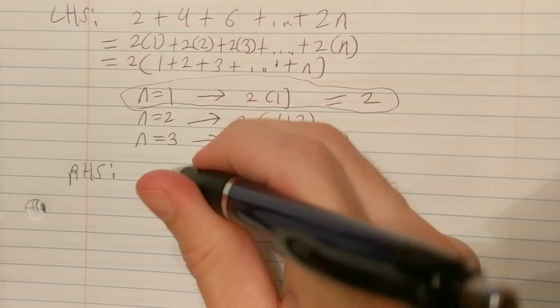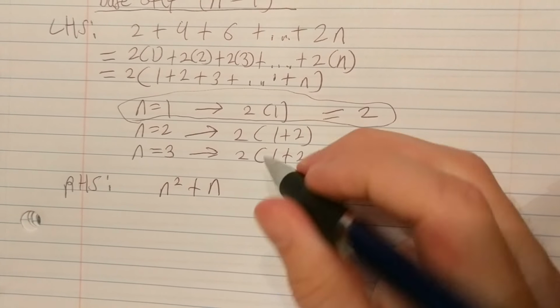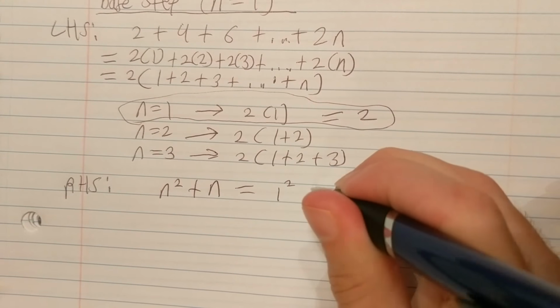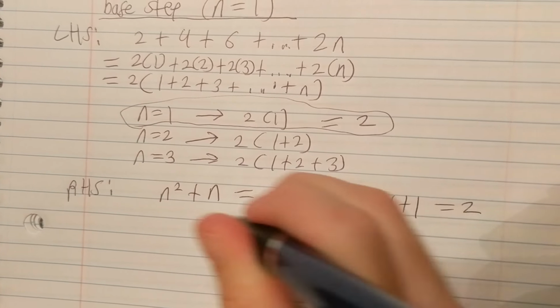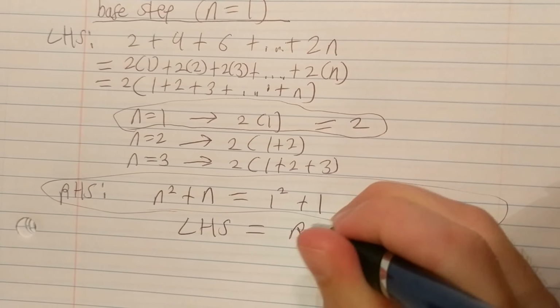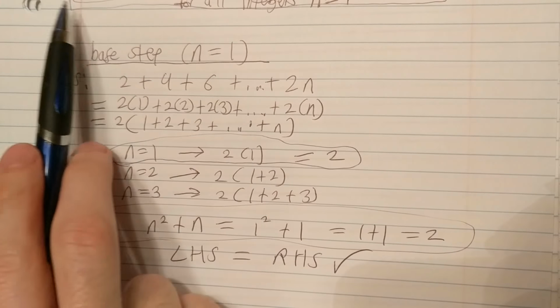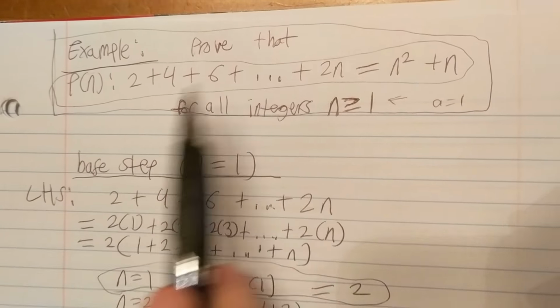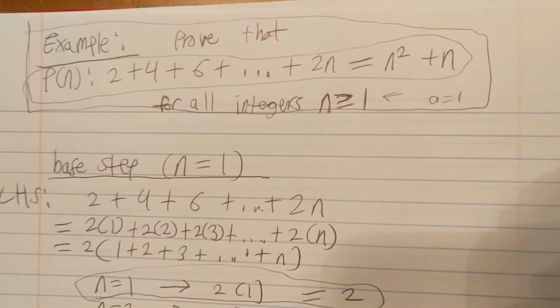The right-hand side of our equation is n squared plus n. This is much easier. You just plug in 1 for n. So that's 1 squared plus 1, which is 1 plus 1, which is 2. So the left-hand side of our equation is equal to the right-hand side of our equation, which means we have proven our property, our statement, for the base case of n equals 1.